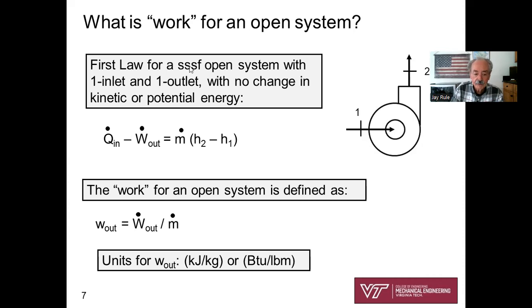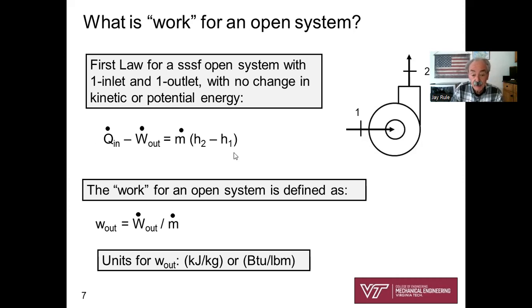The work is defined, so I'm jumping down in my slide. The work for an open system is W dot divided by M dot. It's the power divided by the mass flow rate. So little w applies basically to one inlet and one outlet, steady state, steady flow, okay? W dot over M dot.